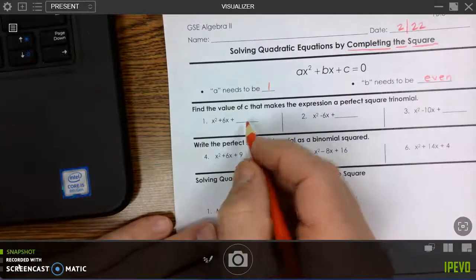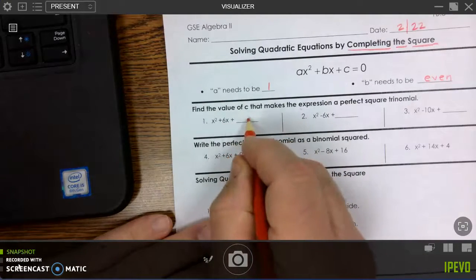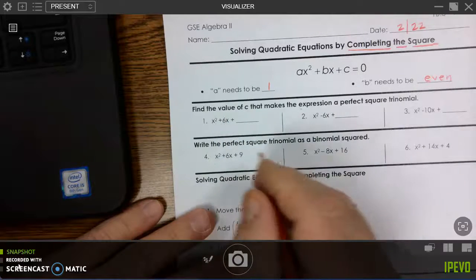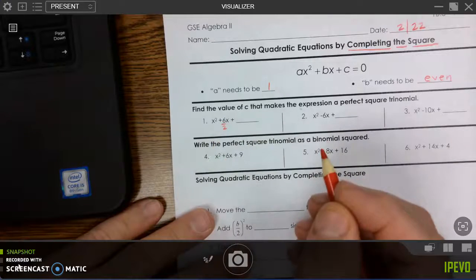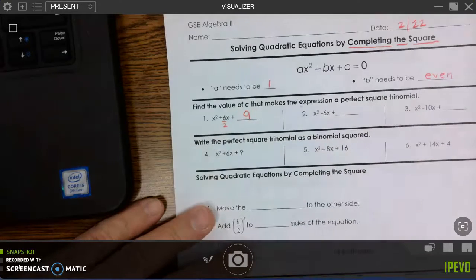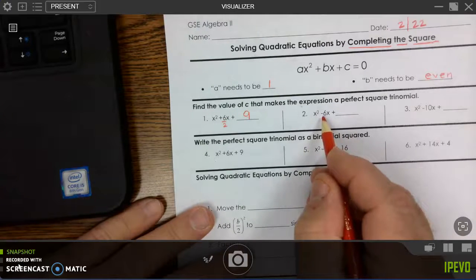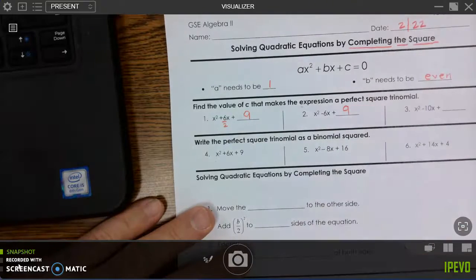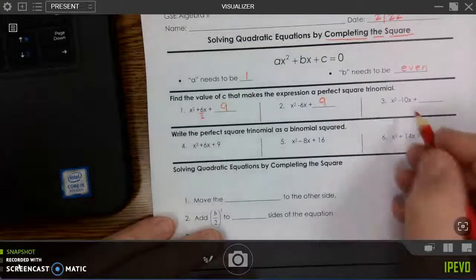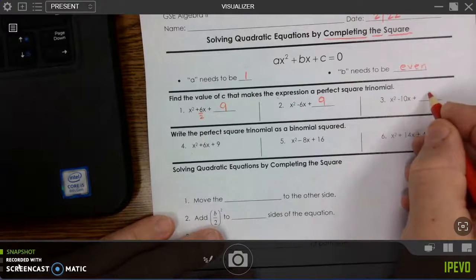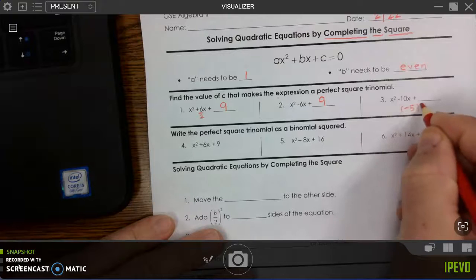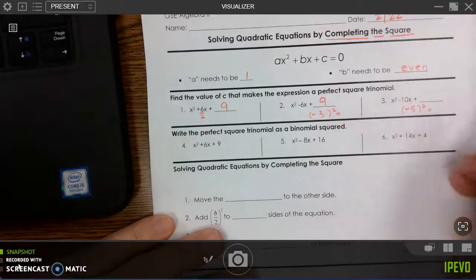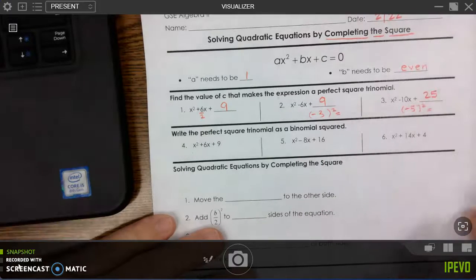So that means I just did the first one for you. How do you find this number? Half of 6 squared. That's how you find it. What's half of 6? 6 divided by 2 is 3. What's 3 squared? 9. Okay? Let's do the next one. What's half of negative 6? That'd be negative 3. Square negative 3, you still get positive 9. And then finally, what's half of negative 10? That would be negative 5. Negative 5 squared is what? Yes, 25. Okay? All right.